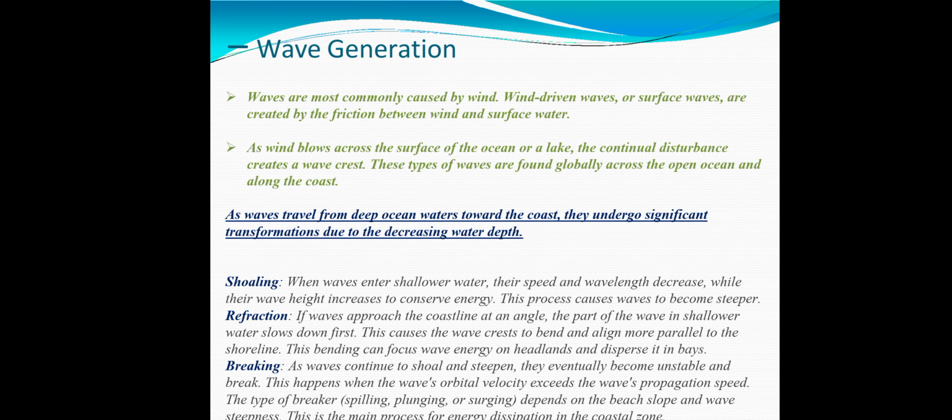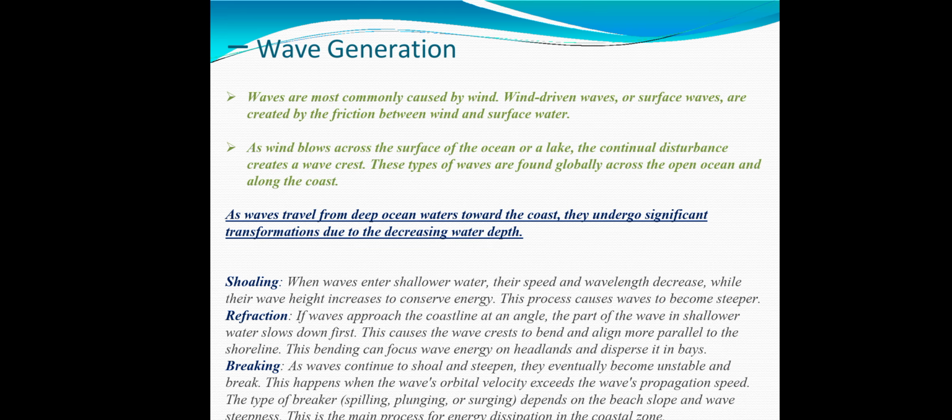Some important aspects I will describe here: waves are most commonly caused by wind. Wind-driven waves or surface waves are created by the friction between wind and surface water. As wind blows across the surface of an ocean or a lake, continual disturbance creates a wave crest. So there is a continual disturbance because of the frictional force, and a wave crest is generated. We will study in the next lecture what the different paths of waves are.